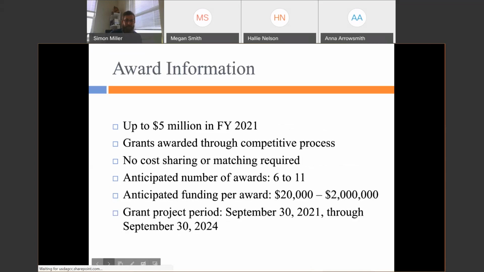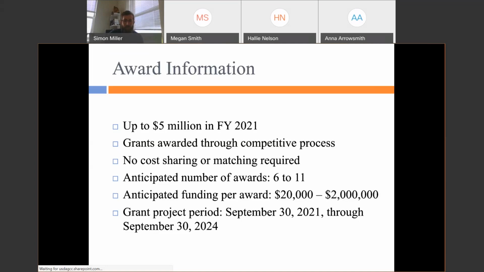So just some basic award information that we want to provide you. PTIGs are subject to the availability of funds, right? Up to $5 million will be available for this year's competition. Grants are awarded through a competitive process. So in other words, submitting a proposal does not guarantee that funding will be received. There's no cost sharing and no cost matching required. And the funding amount per award is dependent on the number of awards granted.